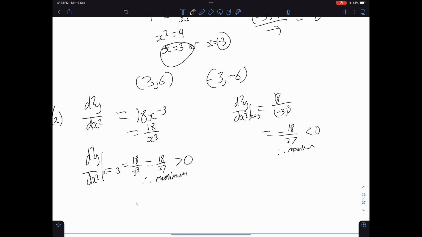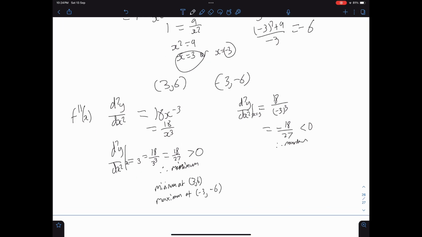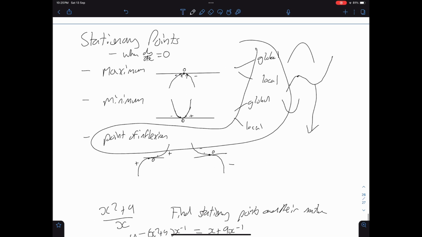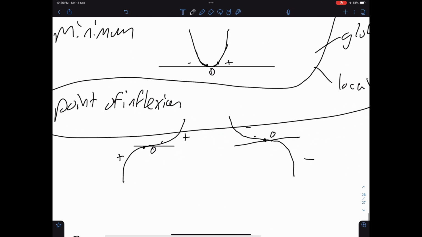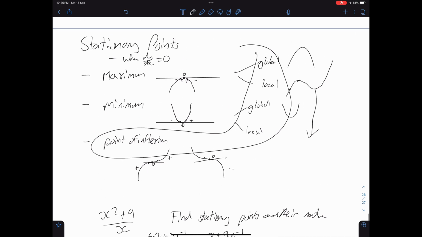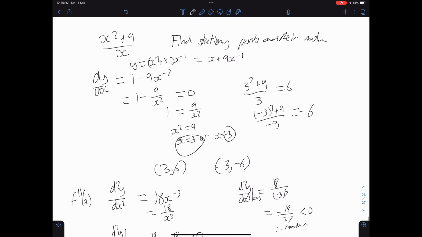What I would say is minimum at 3, 6, maximum at negative 3, negative 6. And if you want, you could clarify if it's local or global, but that doesn't really matter, I don't think. Now, if it was equal to 0, then that is inconclusive, and we must do a gradient check. And again, go very close to the stationary point to prevent a false positive or a false negative.